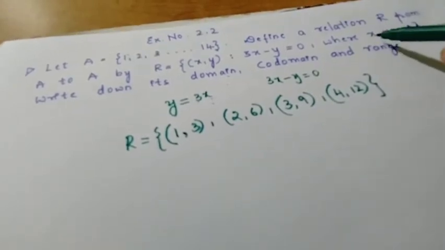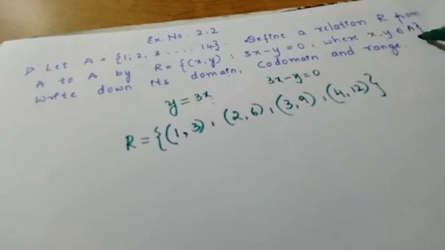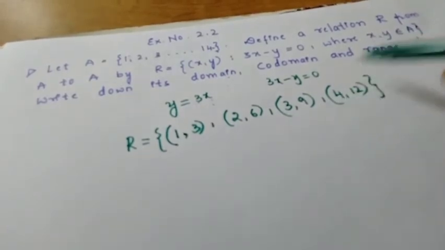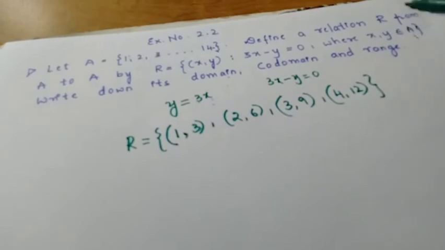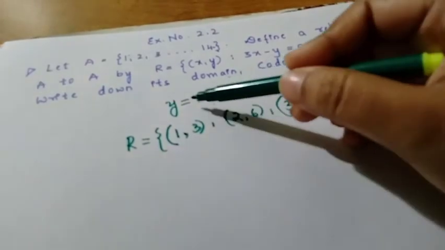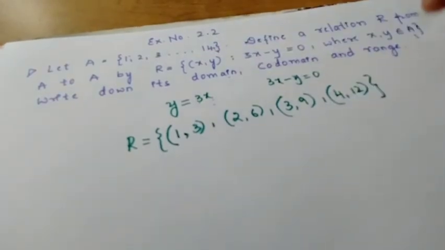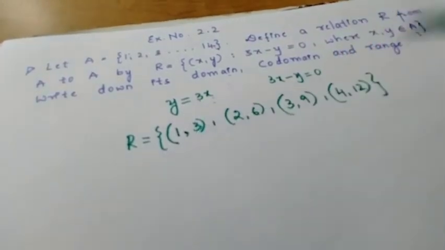Because they have given that x and y both should belong to A. If you take x is equal to 5, yes, it belongs to A. But what will y be? 3 into 5, it is 15. 15 is not in your set. Therefore, only these elements you are going to write.